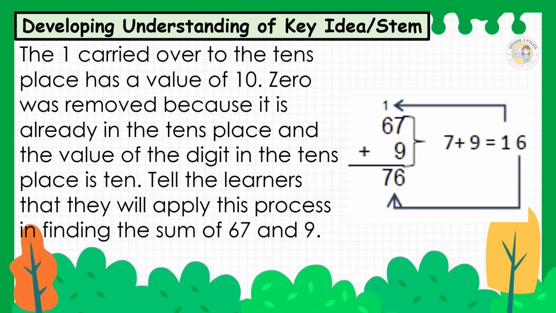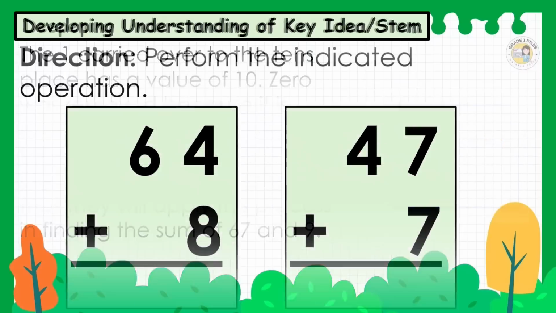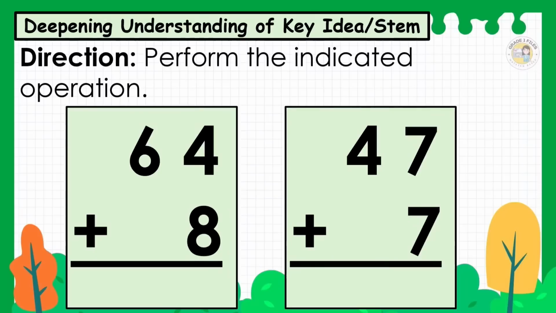The 1 carried over to the tens place has a value of 10. 0 was removed because it is already in the tens place and the value of the digit in the tens place is 10. Tell the learners that they will apply this process in finding the sum of 67 and 9. Now, students, perform the indicated operation.